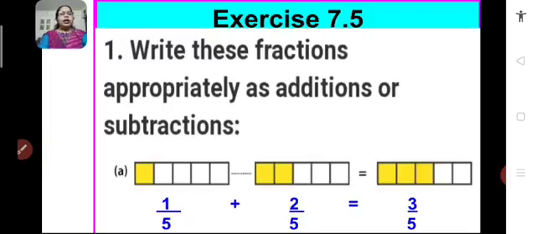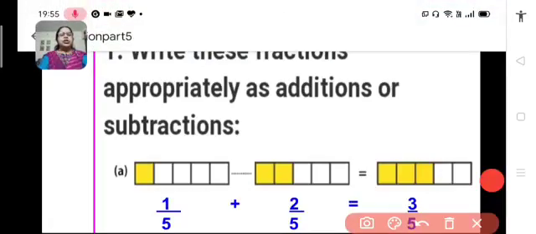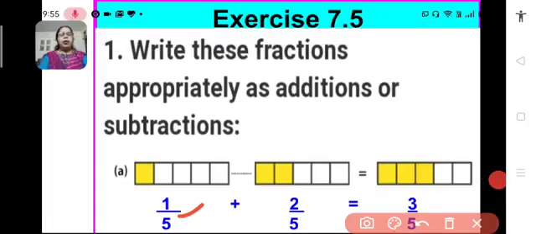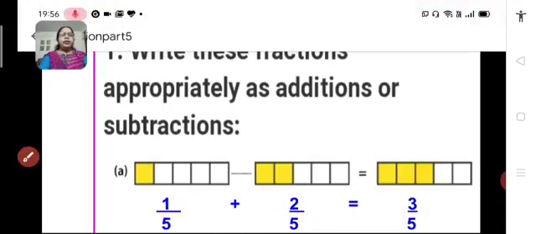So, in the first picture, one part is shaded out of 5. So, it is 1 upon 5 and here we have two parts shaded out of 5, that means it is 2 upon 5. When we add them, what do we get? We get 3 out of 5, isn't it? So, 3 upon 5 we get.